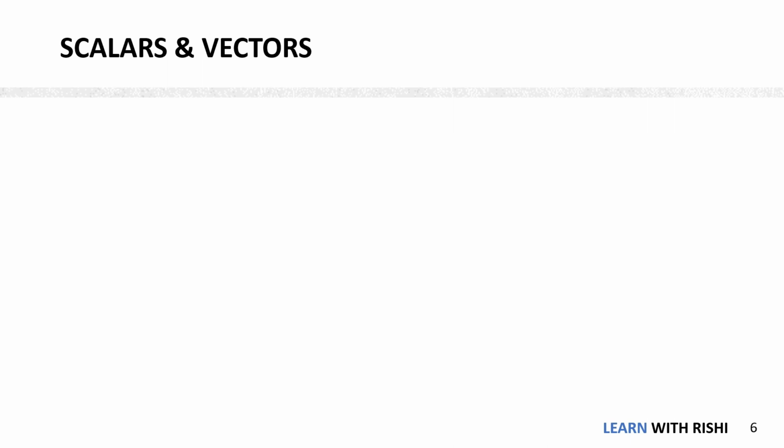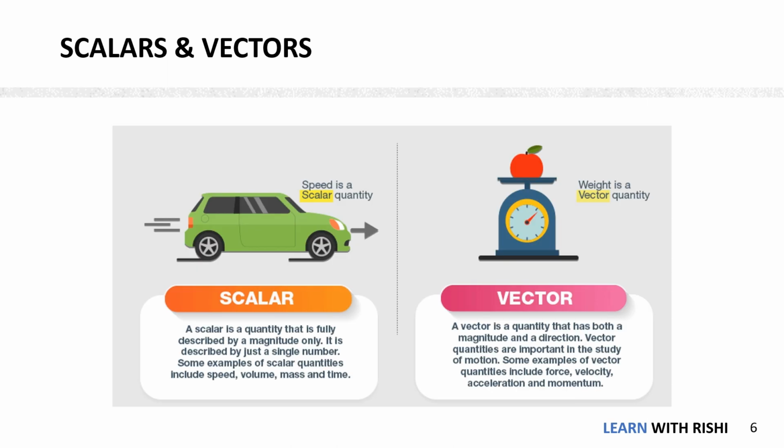The major difference between scalar quantity and vector quantity is that in scalar quantity we only include the magnitude, while in vector quantity we include direction as well. For example, when I say the speed of the car is 35 km per hour, here I have only included the magnitude, that is 35. I'm only including the unit and magnitude, 35 km per hour, to describe the speed of the car.